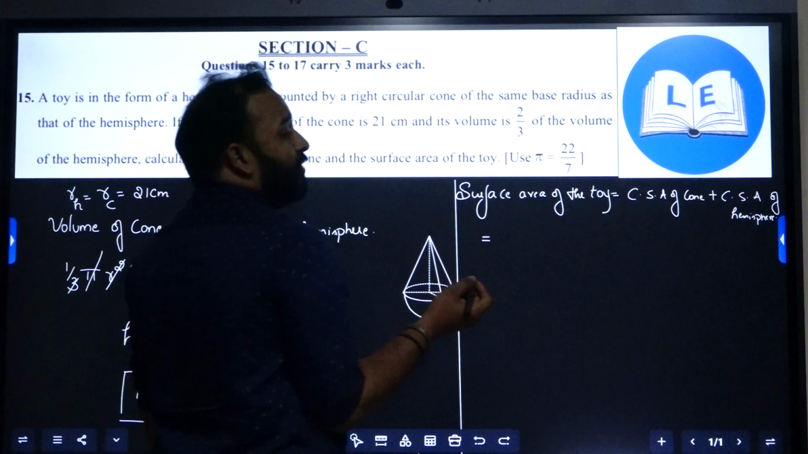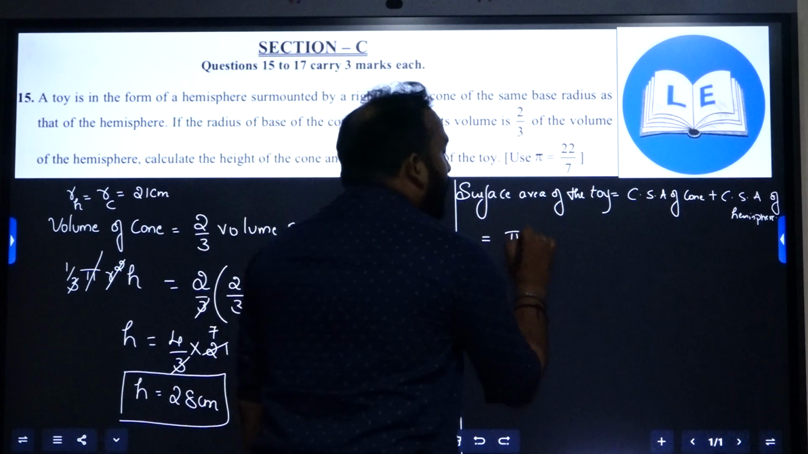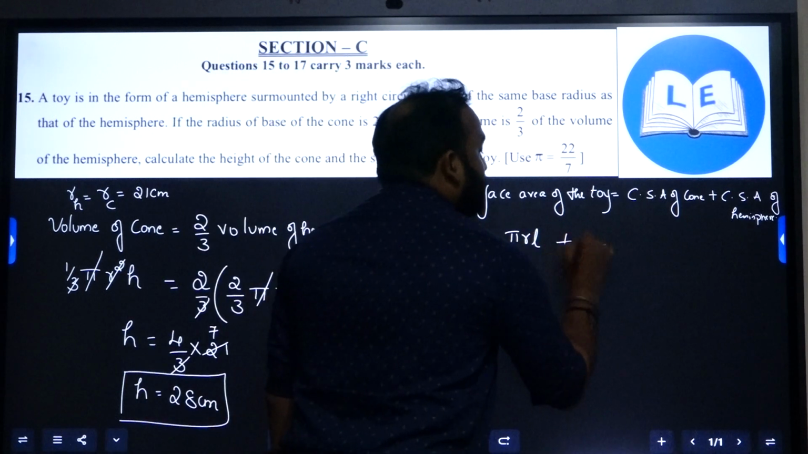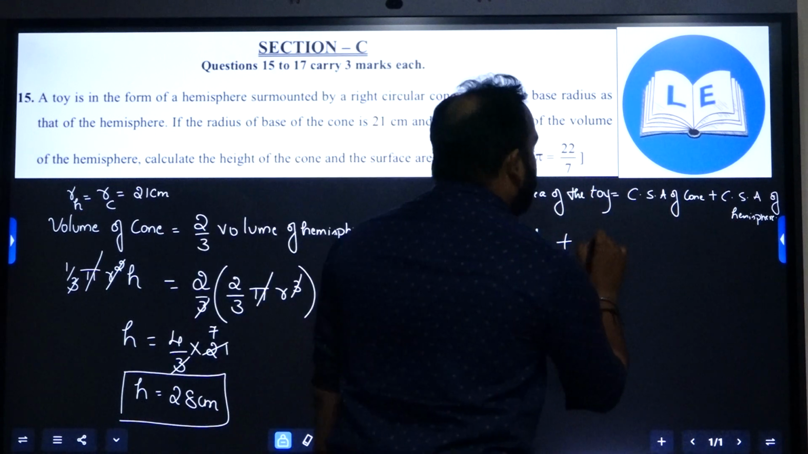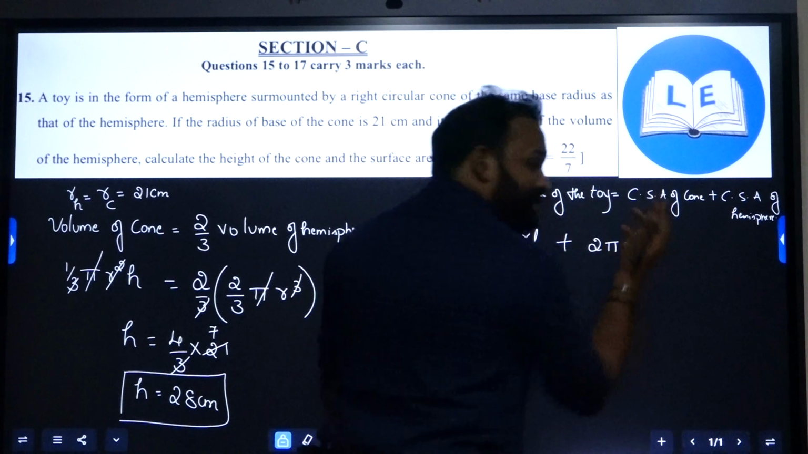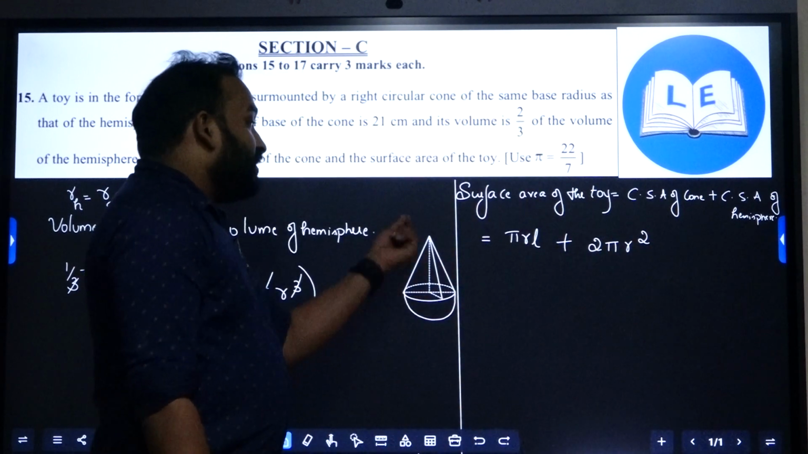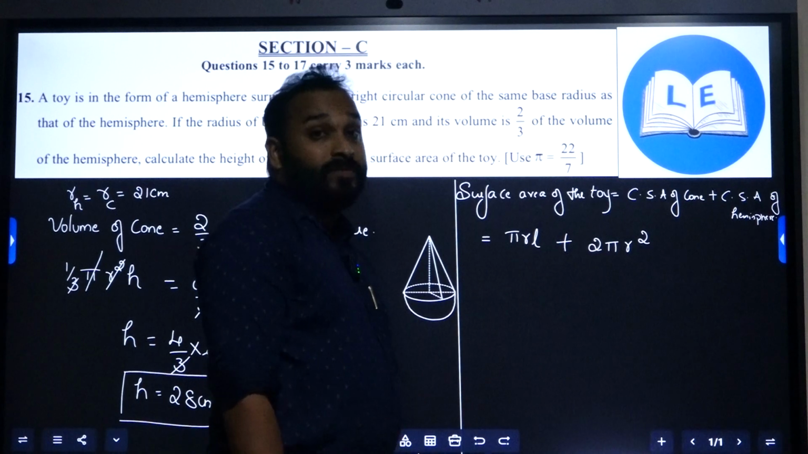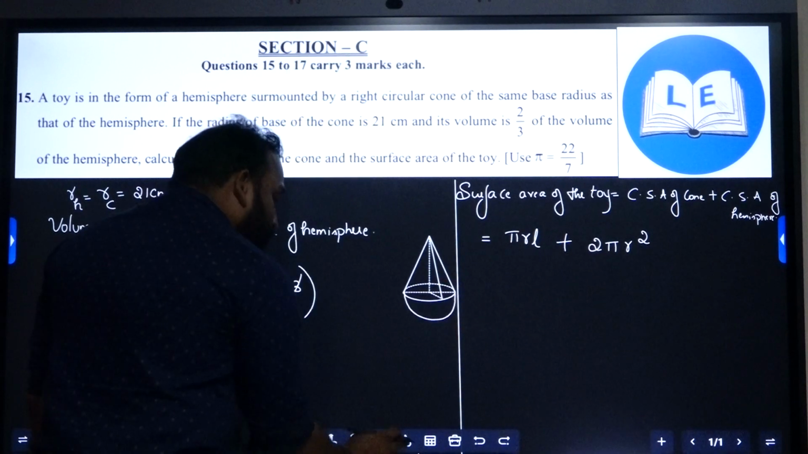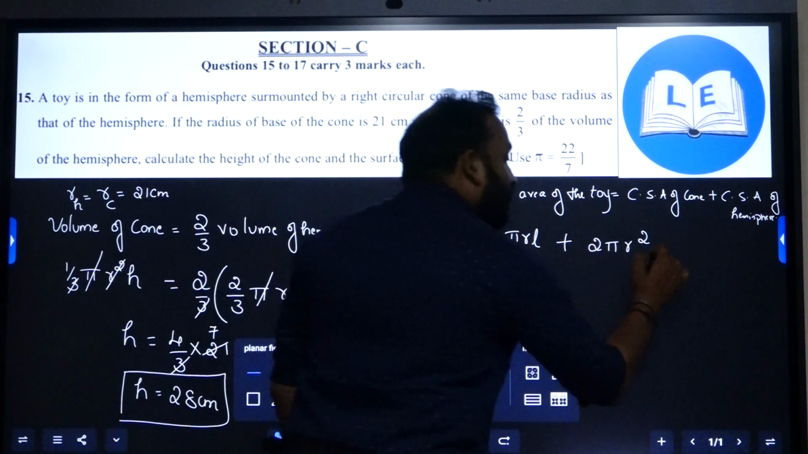Now, CSA of cone. What is the formula for CSA of cone? Pi r L plus, what is the curved surface area of hemisphere? Curved surface area of hemisphere will be 2 pi r square. Yes, children? We have curved surface area of cone as pi r L and curved surface area of hemisphere as 2 pi r square. But do we have L? No, we need to find L.